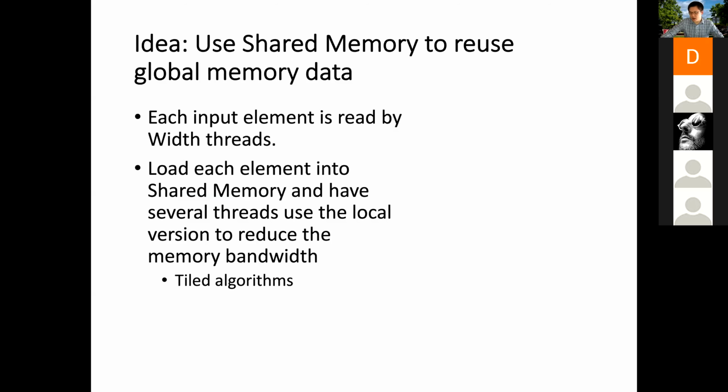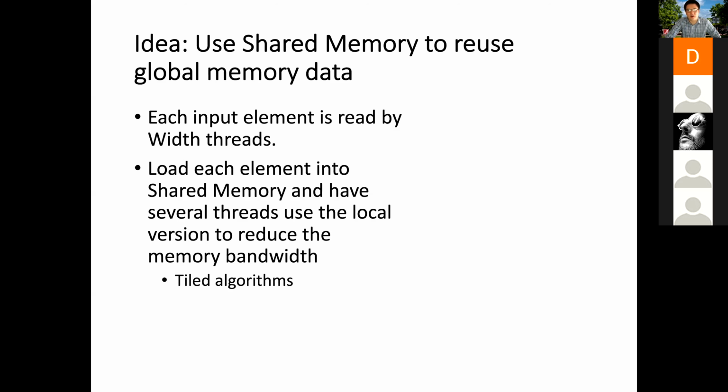So the idea of how to implement a high performance GPU matrix multiplication is to reuse the global memory data in shared memory, okay? Each input element is read by a group of threads. You load each element into shared memory and have several threads use the local version to reduce the memory bandwidth.